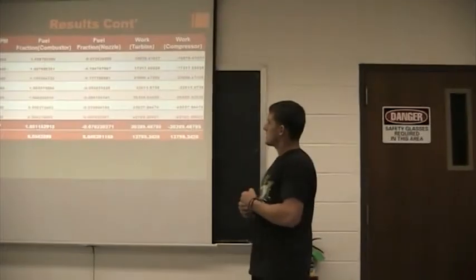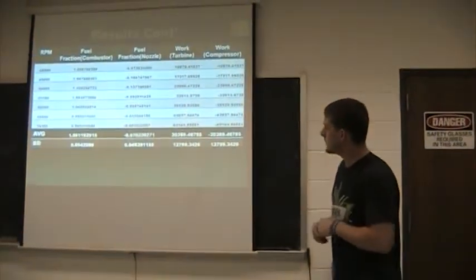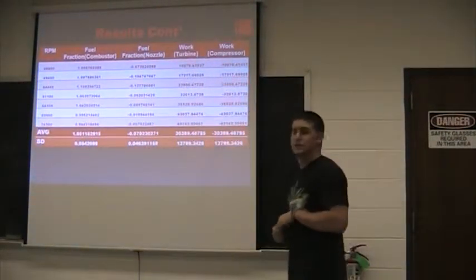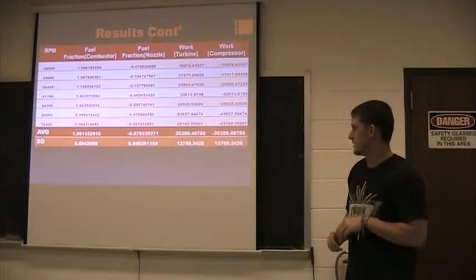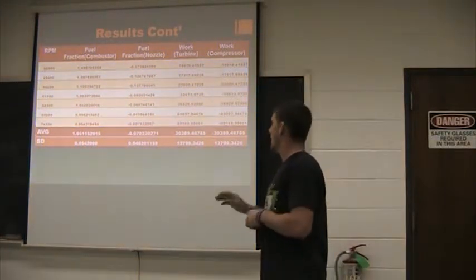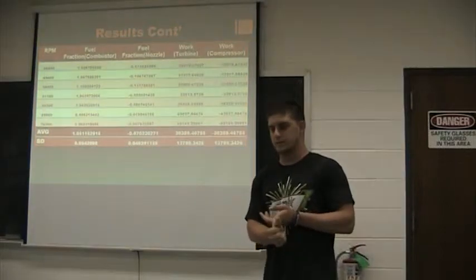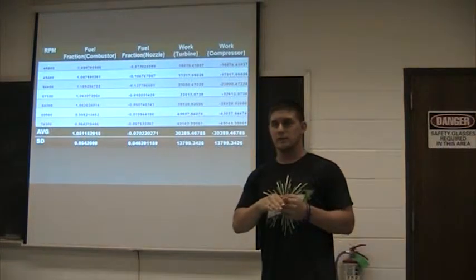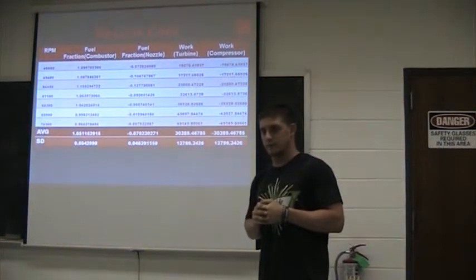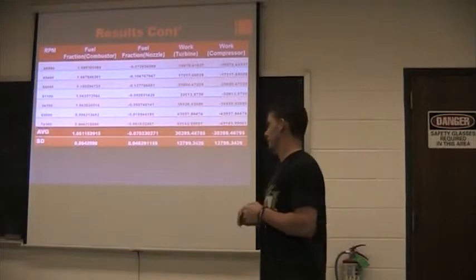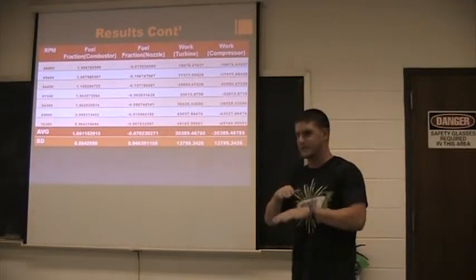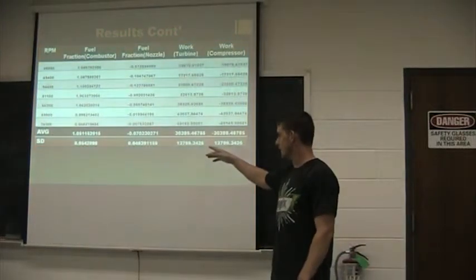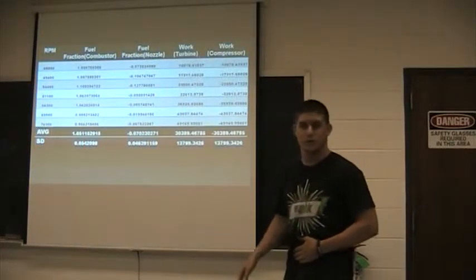1.022. Some more results. The fuel fraction of the combustor. We analyzed over a certain range of RPMs, and we got an average of 1.05, and the standard deviation was 0.054. Now, I do want to note on the previous section, I used the first set of old data from the Google Docs and analyzed that, so I kind of maintain the consistency. But moving on, fuel fraction of the nozzle was negative on average, while the standard deviation was 0.04.